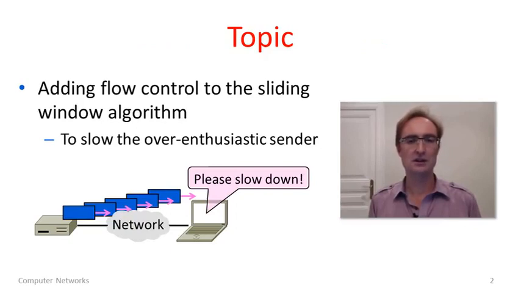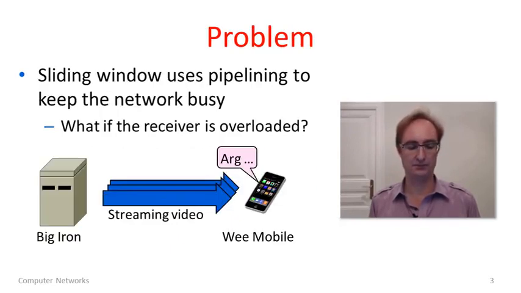Flow control is an addition to the sliding window to deal with the problem of making sure that the receiver can handle the data that the sender is sending to it. So it's going to provide a way to slow down an over-enthusiastic sender. You might wonder whether this is a real problem. Do we need to worry about receivers not being able to handle data fast enough?